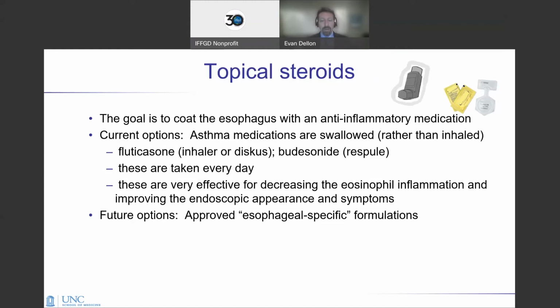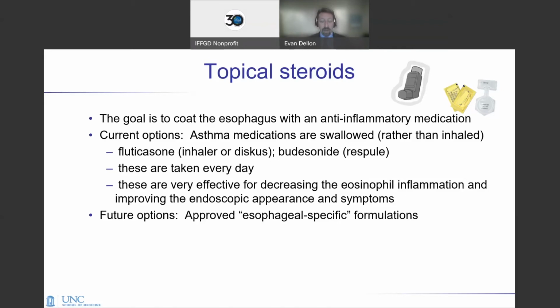And since we don't have any approved medications right now, we're adapting asthma medicines and asking patients to swallow rather than inhale them to coat the esophagus. And some medications that are used may be fluticasone, where you puff an inhaler into your mouth and swallow it, or budesonide, where you may mix a liquid into a syrup and swallow it.